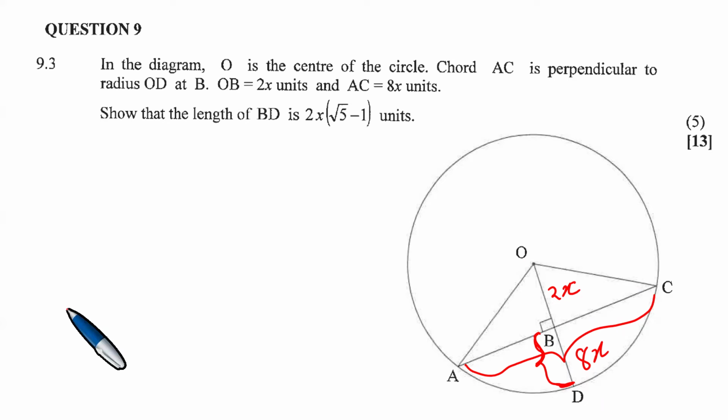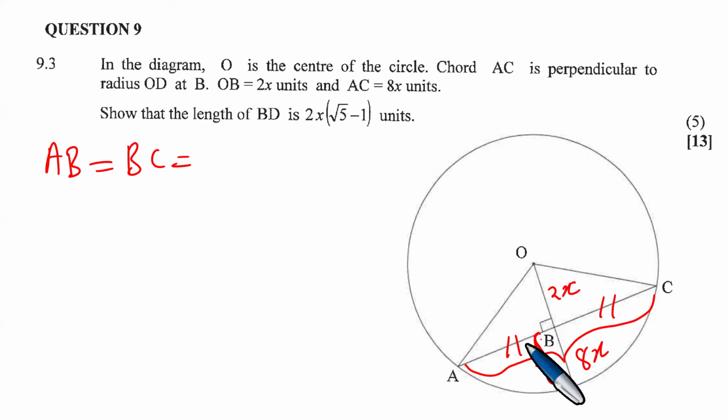So how do we solve this particular question? First things first, because we have been given that AC is equal to 8x, we're able to see that AB is equal to BC. Why is AB equal to BC? AB equals BC, which is 4x. In other words, AB equals BC is equal to half of 8x. What is half of 8x? It is 4x, a line from center.